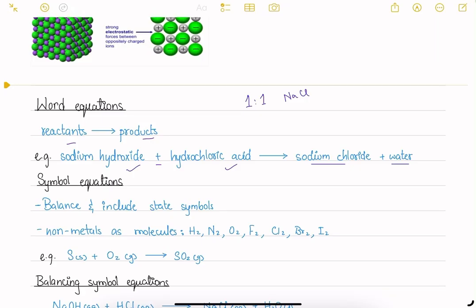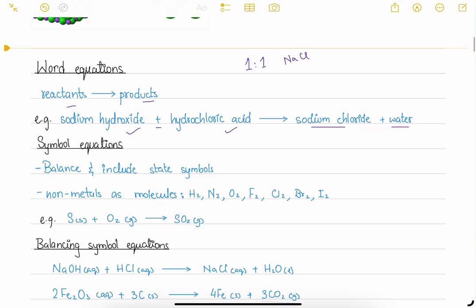Then moving over, we have symbol equations. A symbol equation uses the formulae of the reactants and products. Instead of writing the entire sodium hydroxide, I'll be just writing NaOH. That is the symbol, the formulae. And for hydrochloric acid, we'll be using plus HCl and then sodium chloride, NaCl, plus H2O. So this is how we turn this word equation into a symbol equation.